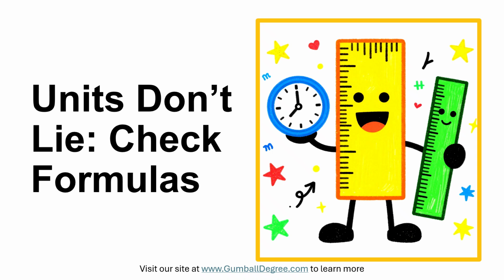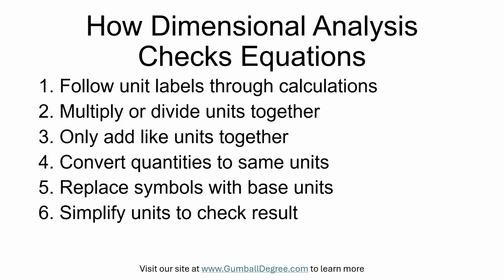Dimensional analysis checks formulas by making sure the units on both sides of an equation match. So if the units do not match, the formula is wrong. Think of each quantity in a formula as having a little label that says what kind of thing it is, like meters for length or seconds for time. And dimensional analysis simply follows those labels through the math to see if they cancel or combine correctly.